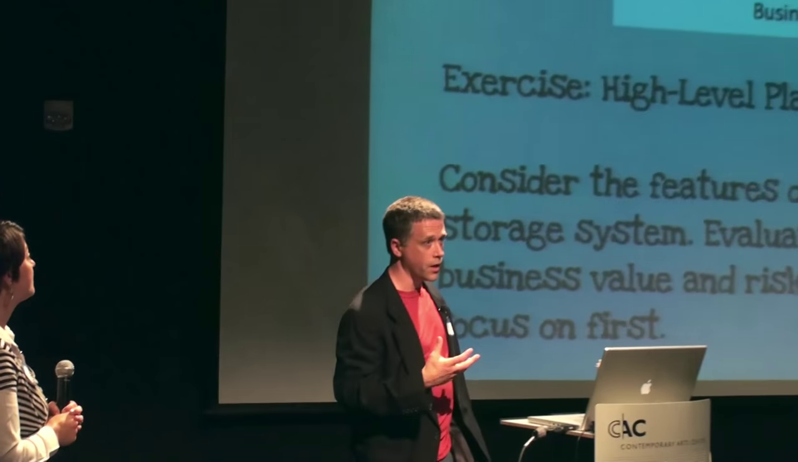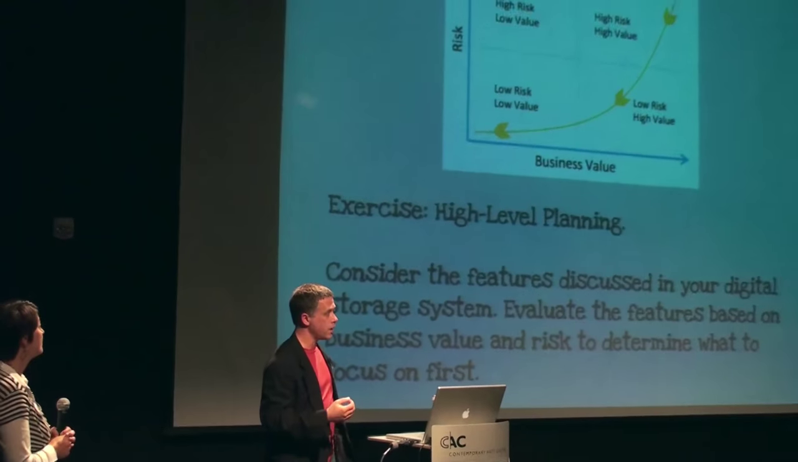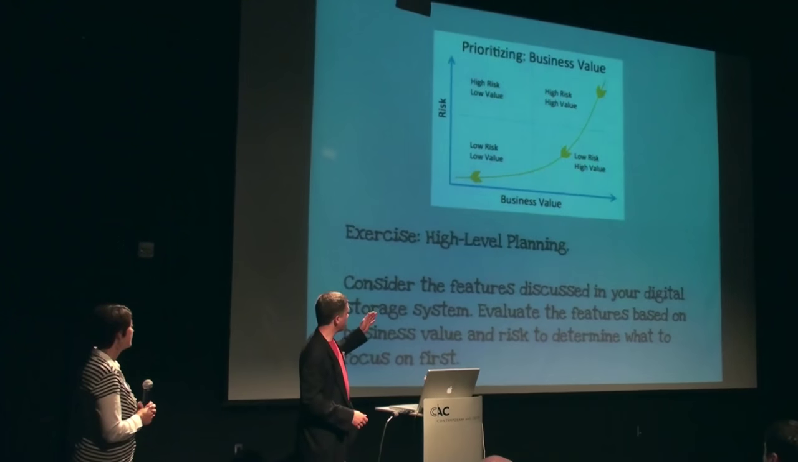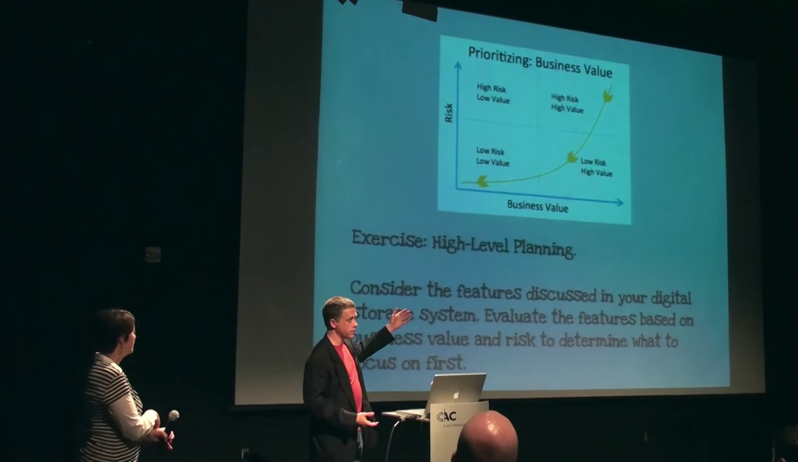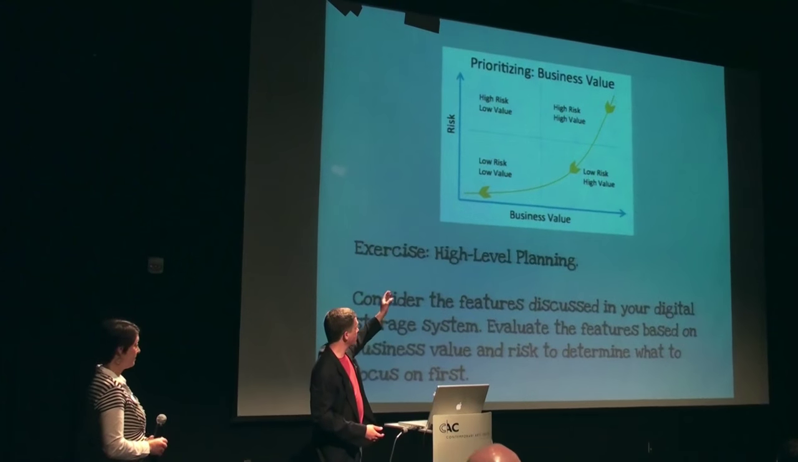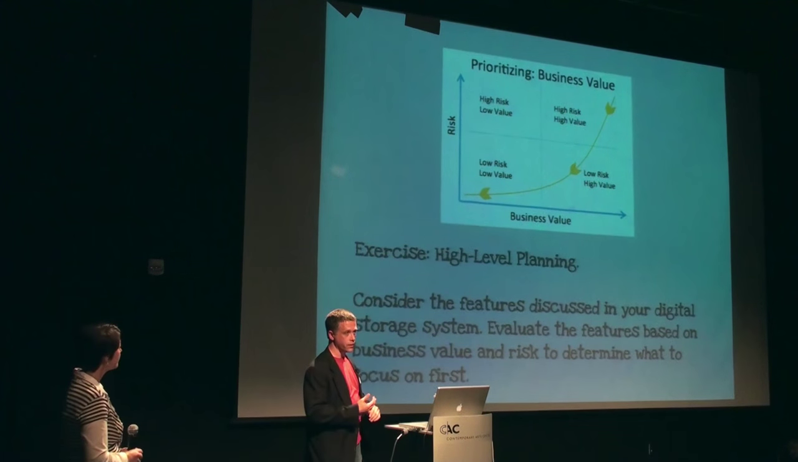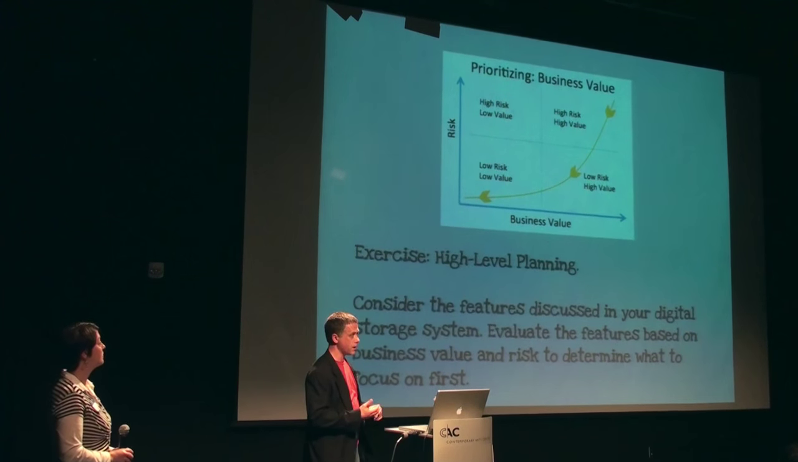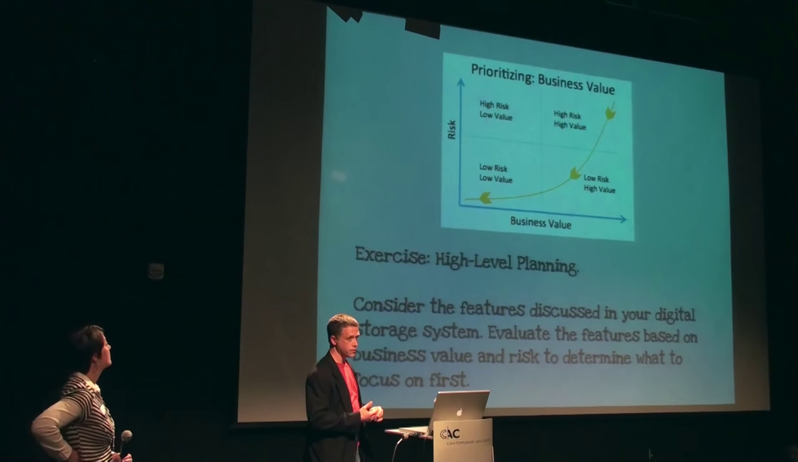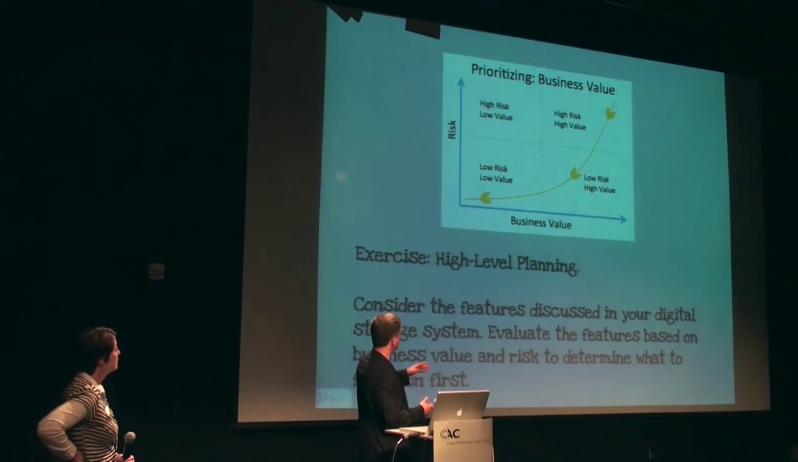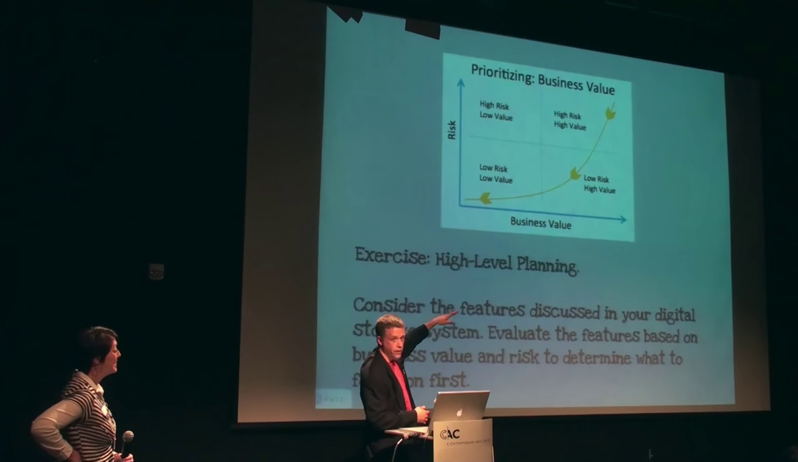One of the exercises I was hoping we could do, and we're not going to have time to do, is something that I really like to run clients through, is asking them to rate the stories or the requirements that we have based on this chart. How important is it really to the business, and how risky is it? And the goal would be to avoid this upper left quadrant, right? And to kind of work in that yellow line sweet spot.